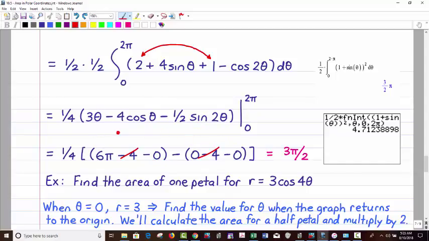Over here, we'll put in 0, we have 0. Put in 0 here because we have a cosine. You know, we're used to seeing problems where everything is 0 down there. Put in 0 here, you get another negative 4. So what happens here, you have a negative 4 minus a minus 4. Those cancel. And then you have 1/4 times 6 pi, and that gives you 3 pi over 2.